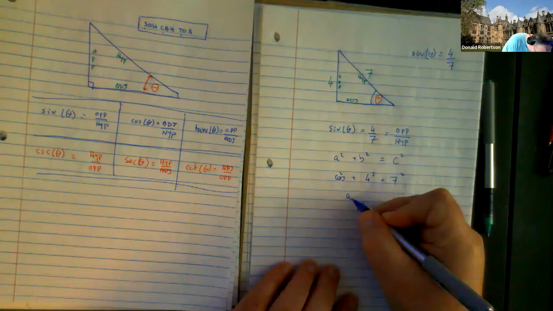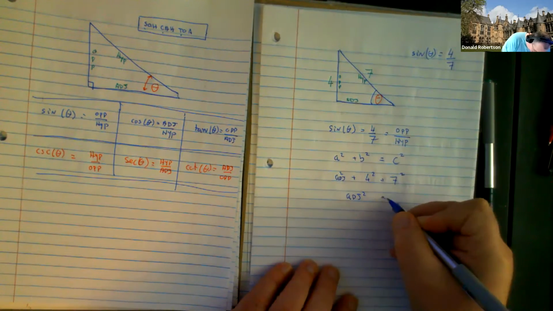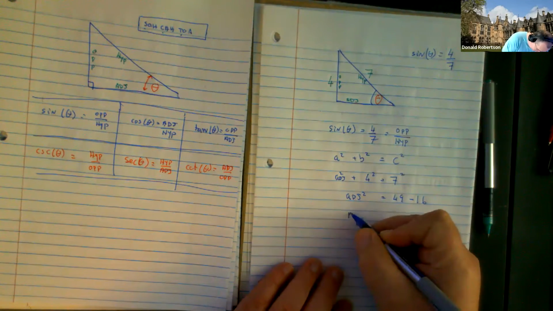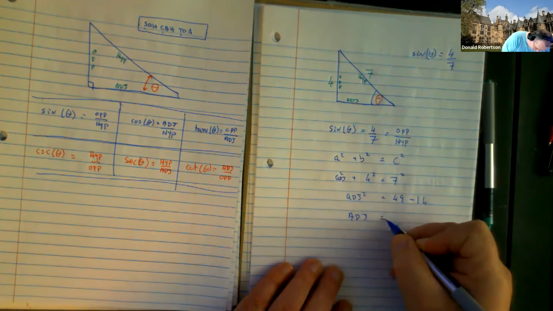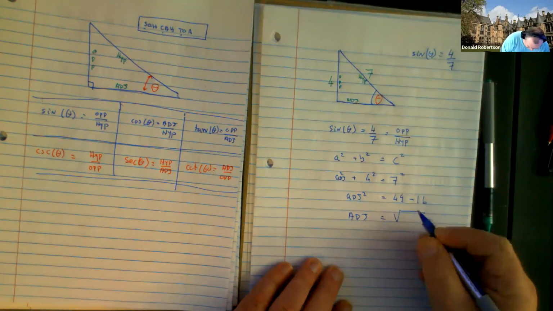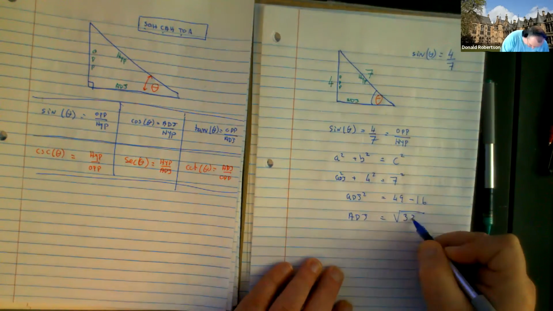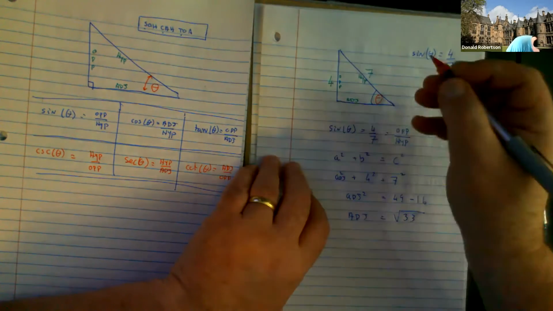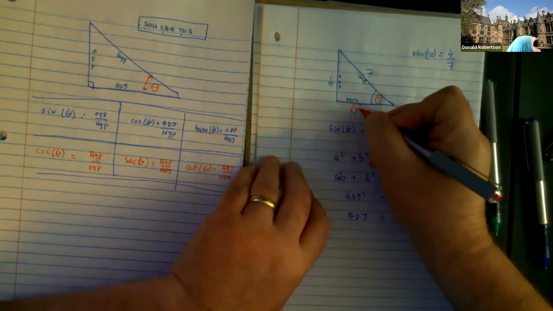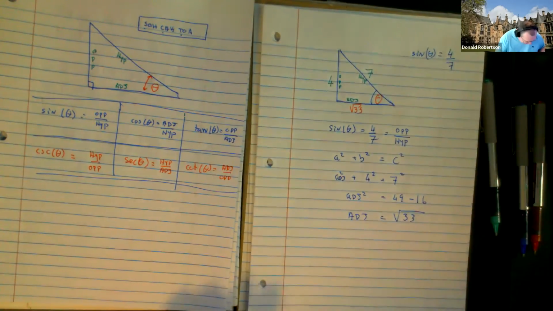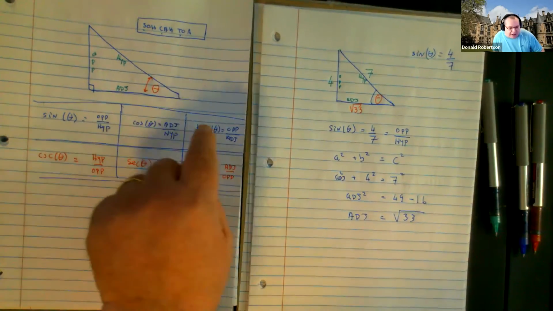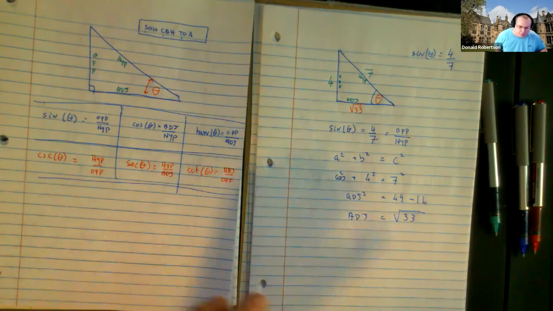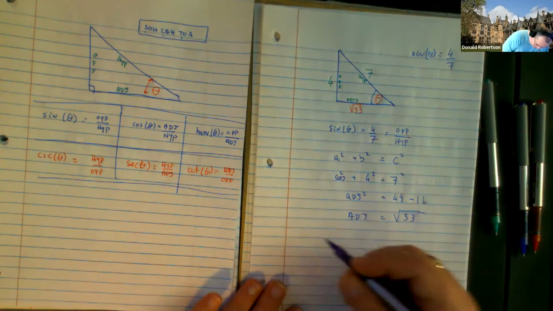And so the adjacent squared is 49 take away 16. So the adjacent is the square root of that, which I believe is 33. And now we have all 3. And then you can find all of these guys, because don't they all have their own little formula? I'm not going to do the other 5, that's just a waste of time.